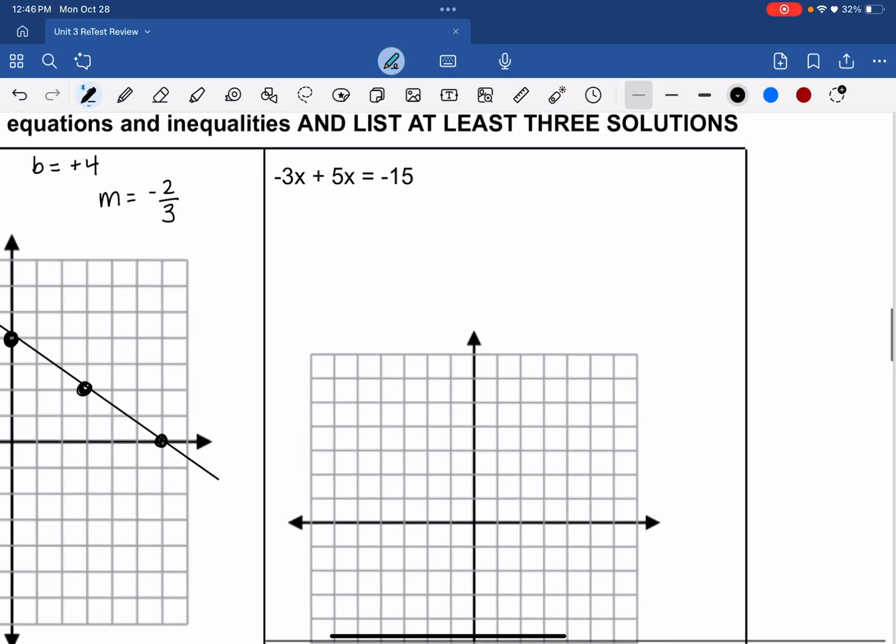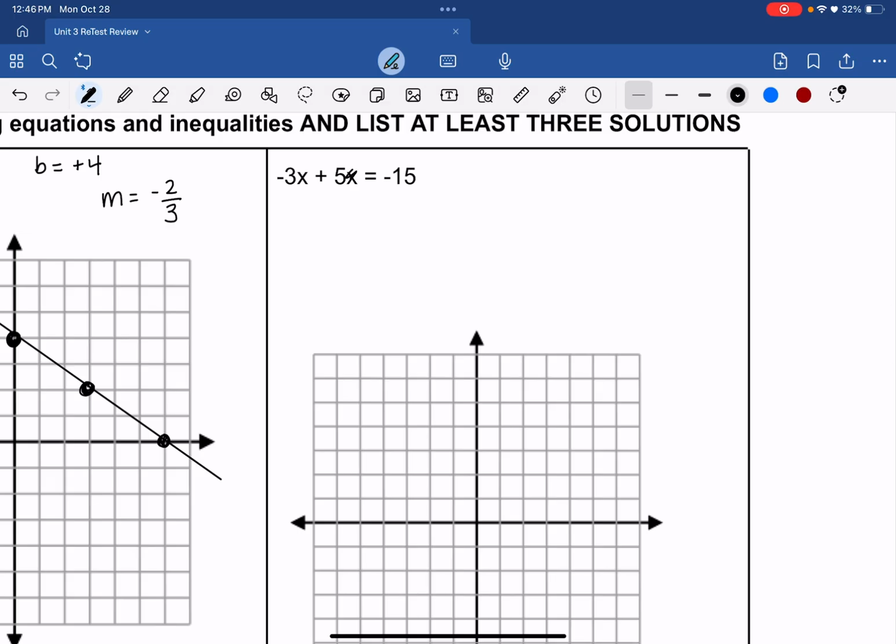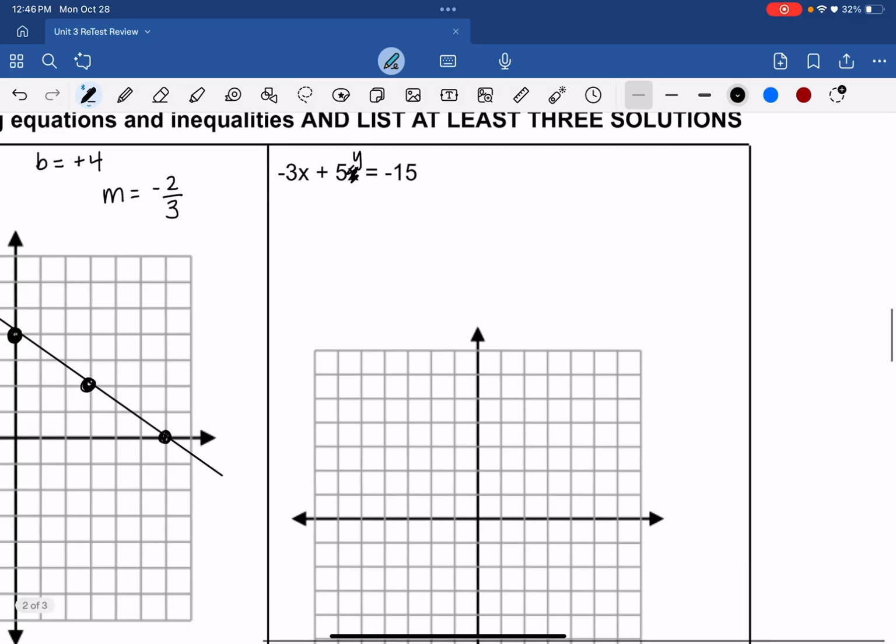So this second one here, there's a little bit of a typo. This x should be a y. Okay, so that's my fault. All right, but I cannot graph it unless it's in y equals. So I have to make it into y equals. So I'm going to add 3x. I'm left with a positive 5y equals negative 15 plus 3x.